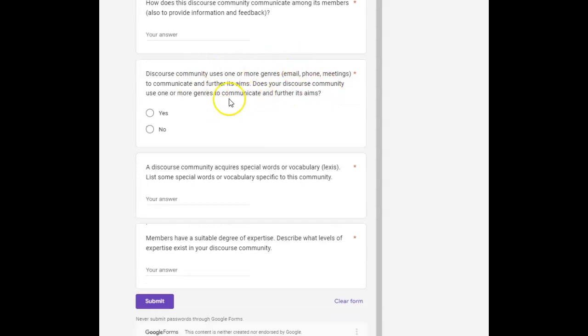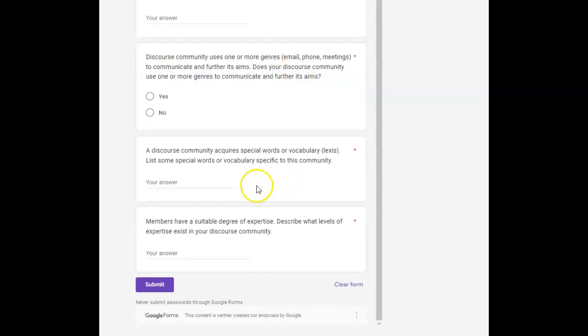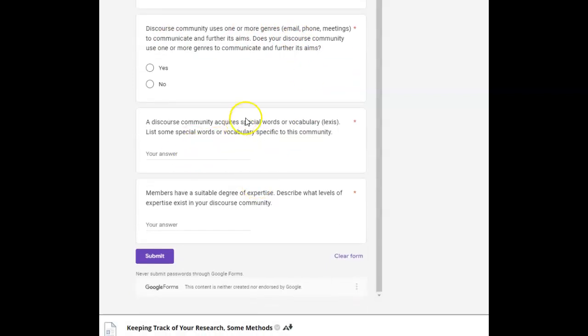What kind of genres do they use to communicate and further its aims? Does your discourse community use one or more genres? And just click yes or no. Hopefully it's yes, because it does need more than one genre to communicate. And then explain some specific words related to your discourse community.